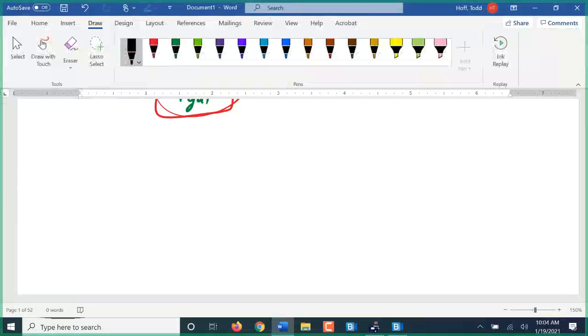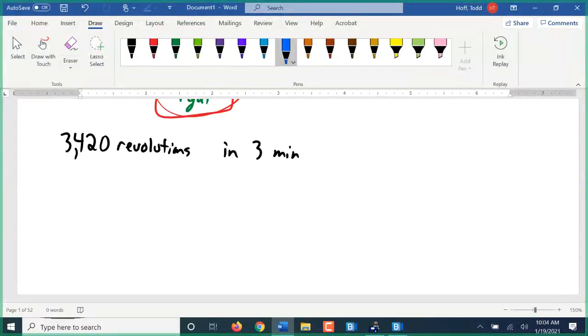One example of rates that's important in mechanics: let's say you have a pulley that turns 3,420 times (3,420 revolutions) in 3 minutes. Well, if we write that as a rate, it's 3,420 revolutions out of 3 minutes.